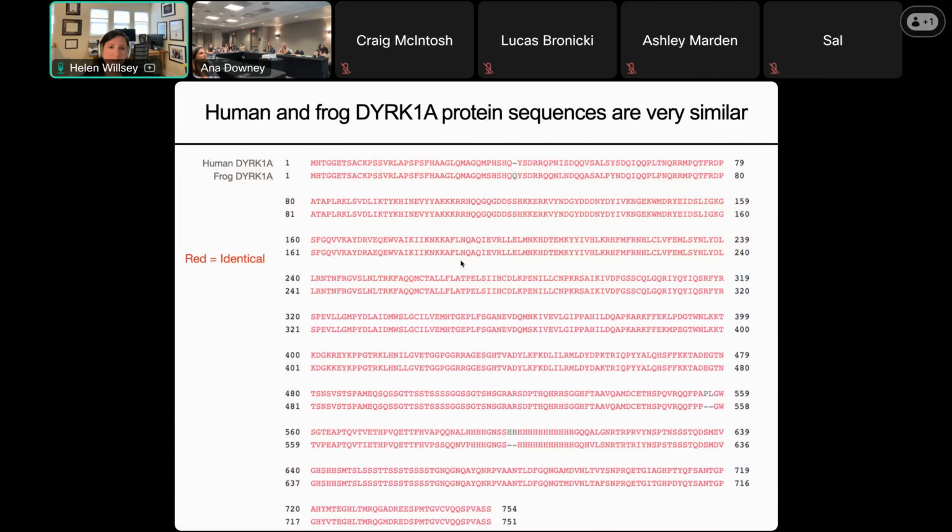But first, just to make sure that you realize there's actually a lot of similarities between human and frog DYRK1A. This is just an alignment of the protein sequence of the human version of DYRK1A and the frog version of DYRK1A. Any one of these letters that you see as red means that they're identical between the two species. So you can imagine that this kind of conservation of the protein sequence between these species bodes well for being able to manipulate it in frogs and learn something that'll be relevant to human biology.